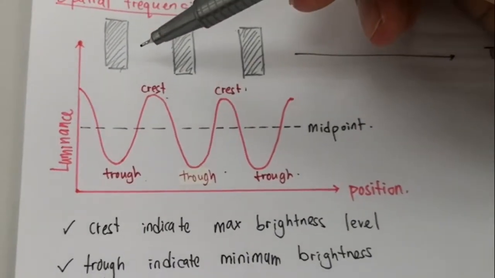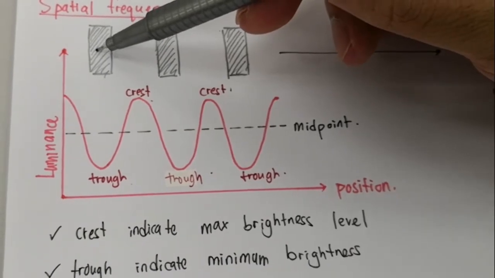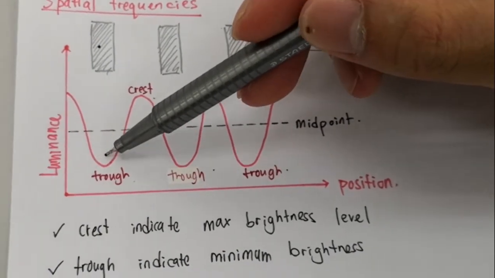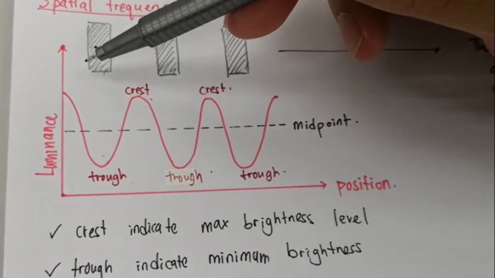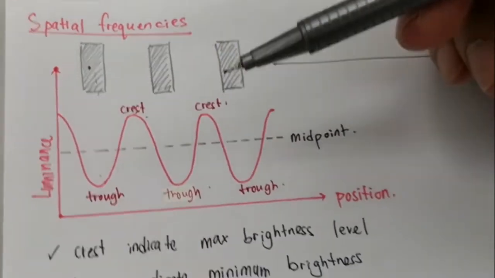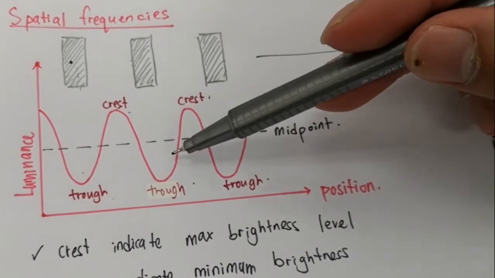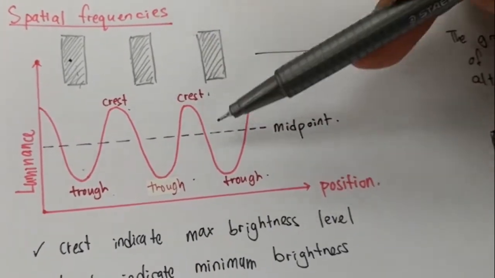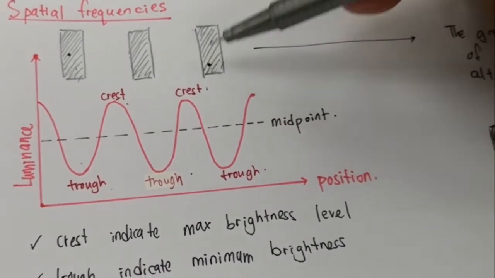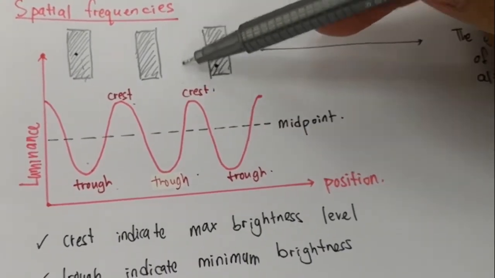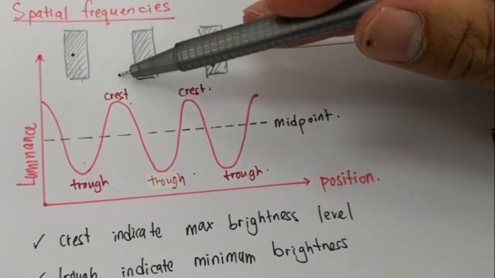It's just the same as these gratings. When the trough indicates the minimum brightness level, it will become dark. Just the same as this, when it's the trough, you get the minimum brightness level. As for the crest, it indicates the maximum brightness level, so it doesn't have any dark spot.